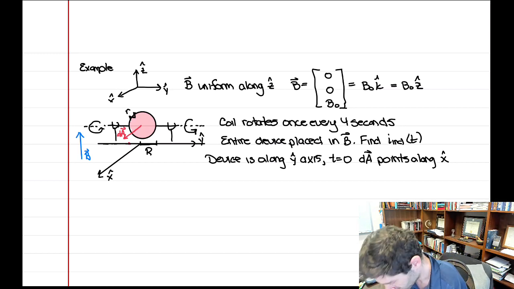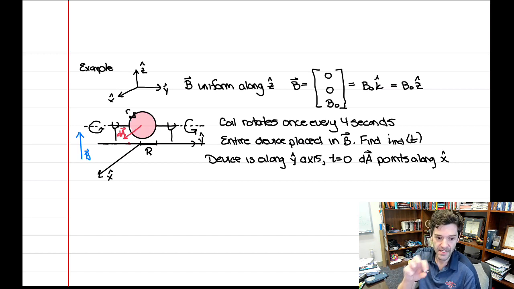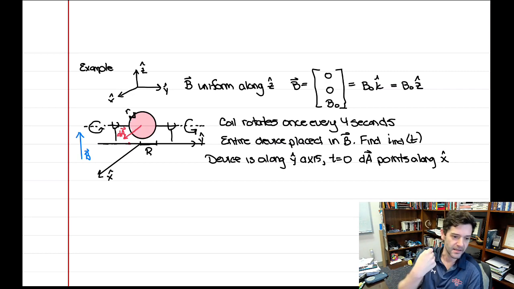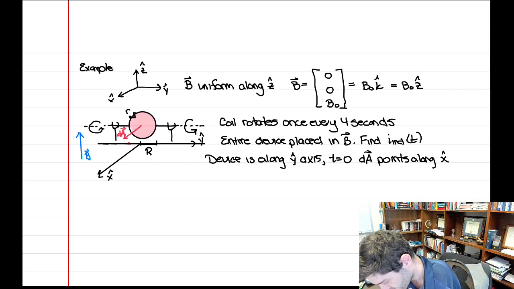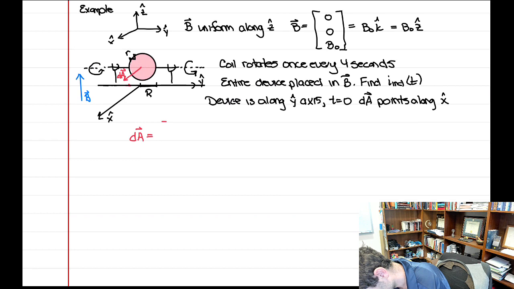So what's going on here? Again, I'm creating a dA element that I now have to be consistent with. And I'm going to use that to define this rotation. If I say it rotates once every 4 seconds, I can also think of it as that dA vector having to complete one full circle in the xz plane once every 4 seconds. So that's nice because that gives me a pretty easy way to write down dA. Which I will again write as a column vector.